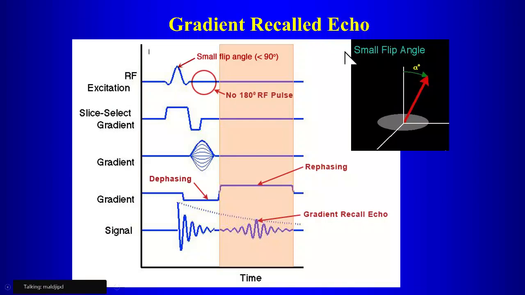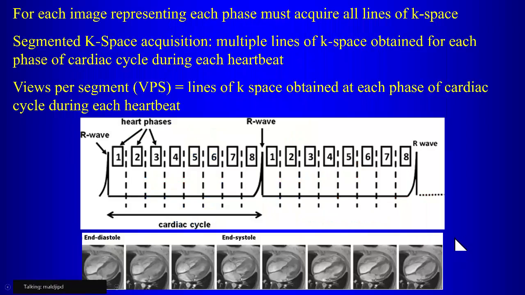We've talked about gradient echo, partial flip angle imaging. This does not require 180-degree pulses, which is why this can be done very rapidly, because you need a lot of information. You need to resolve every one of those images in each portion of that cardiac cycle. So for each image representing each phase of the cardiac cycle, you have to acquire all the lines of K-space. So if we have 256 pixels along the phase encoding axis, you have to acquire 256 lines of K-space for this one, this one, this one, this one, for each of these phases.